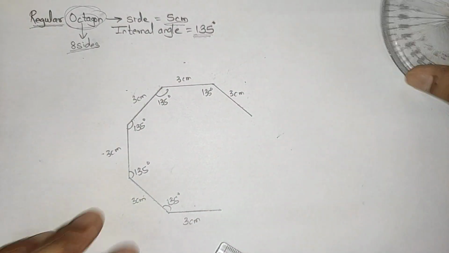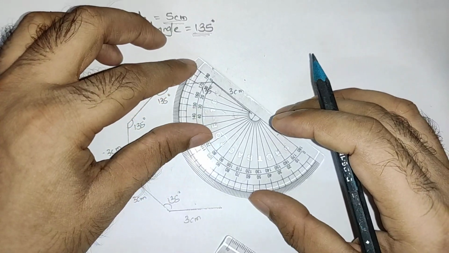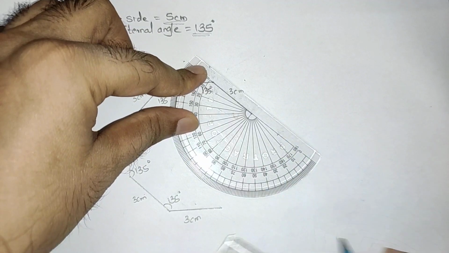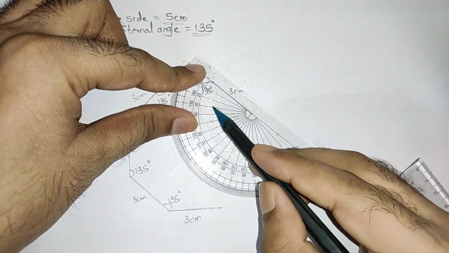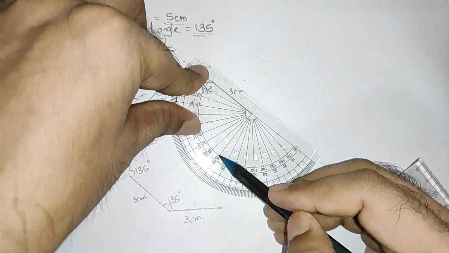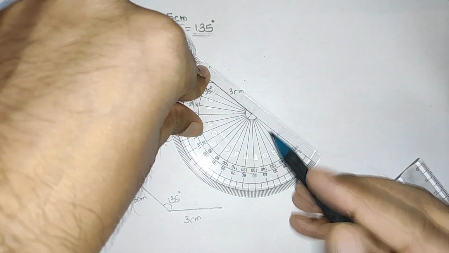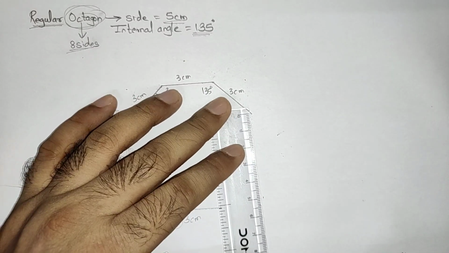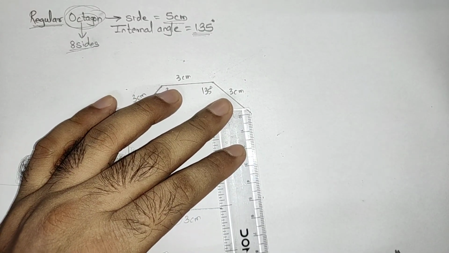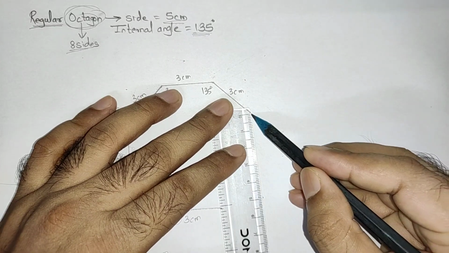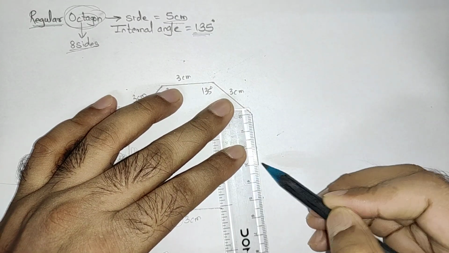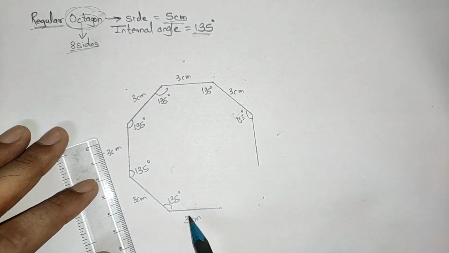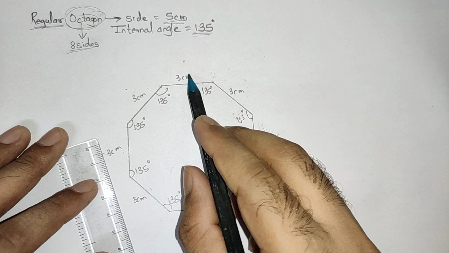Repeat this over here. Place the protractor. Start counting from 0, 10, 20, up to 130, 135 is over here. Place the ruler. When you start from 0, stop at 3. This is 135. So we have got 7 sides, 1, 2, 3, 4, 5, 6, 7.